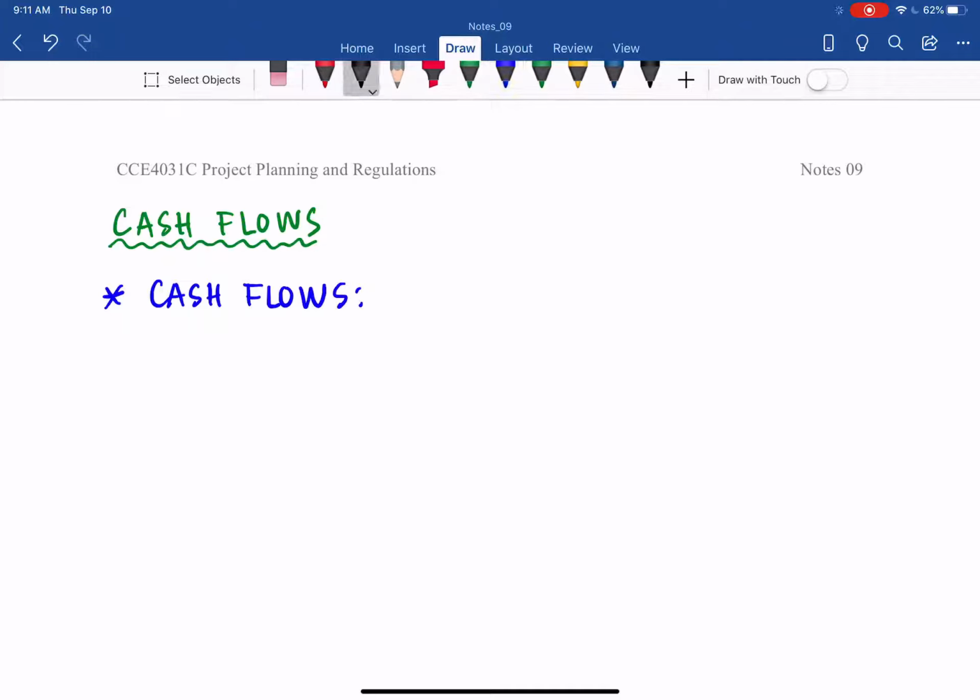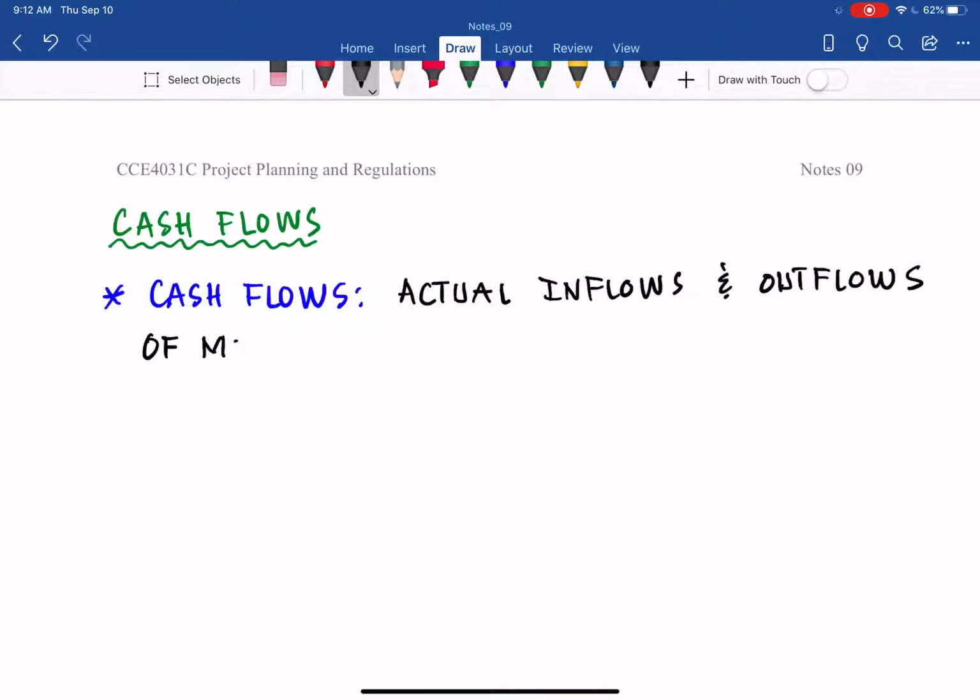Basically, it is the actual inflows and outflows of money. Actual inflow, so money getting into your pocket, and outflow, out of your pocket. It's not about water. When you study hydraulics and hydrology or water resources design, it is about money. Actual inflows and outflows of money.